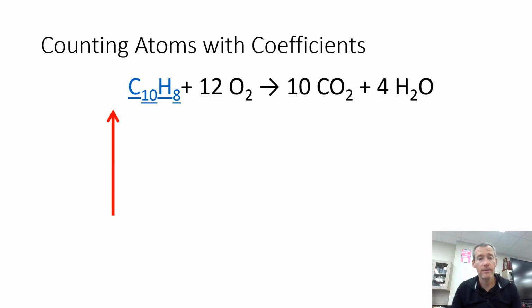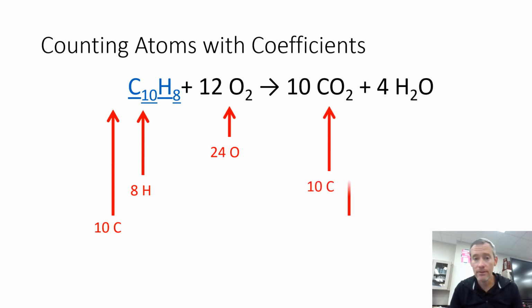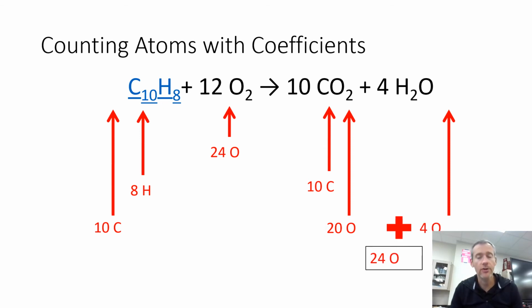Here, C10H8, 10 carbons. Hydrogen is 8. Oxygen, 24, because 12 times 2. And on this side, we have 10 carbons. We have 20 oxygens plus 4 more oxygens, 24 oxygens. So again, when you have oxygen on both sides or on multiple compounds, you have to make sure you add them together. And for hydrogen, it's 8. Okay, so that's number 2 of your example.